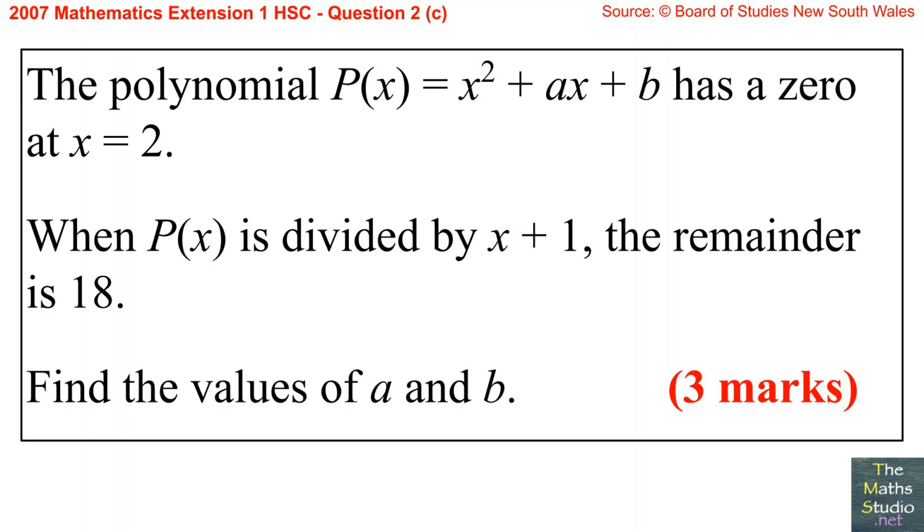Question 2, Part C. The polynomial p of x equals x² plus ax plus b has a 0 at x equals 2. When p of x is divided by x plus 1, the remainder is 18. Find the values of a and b.